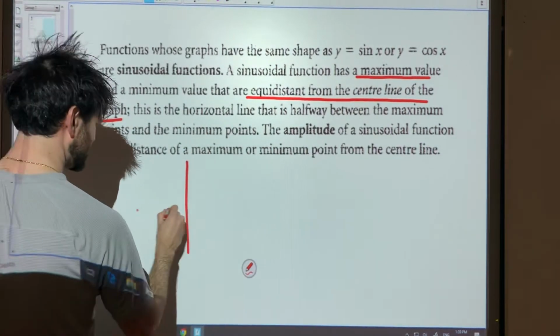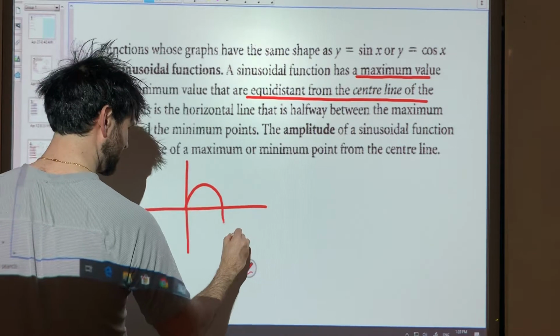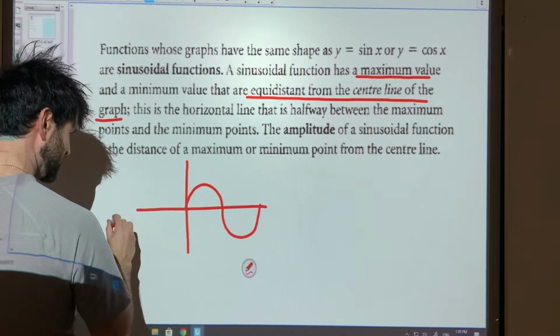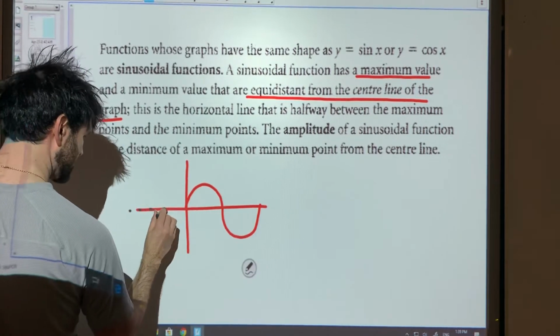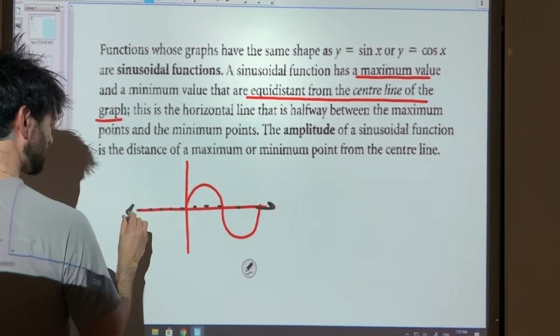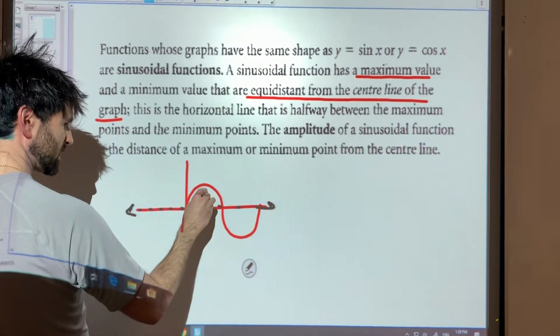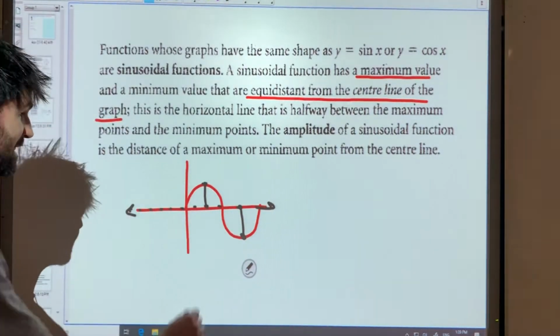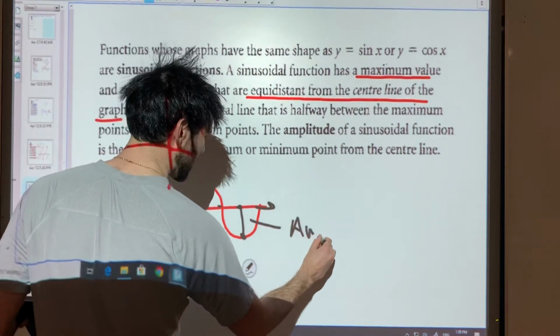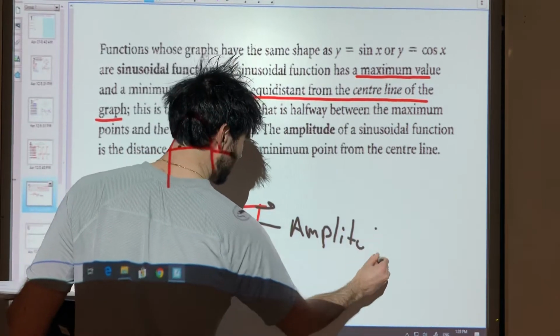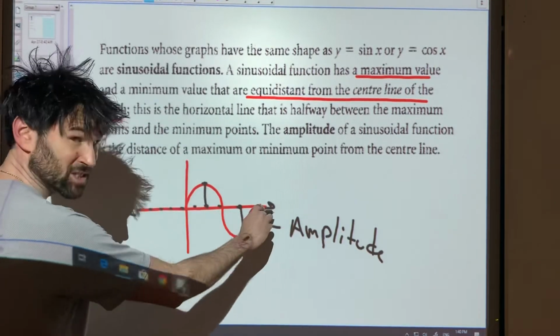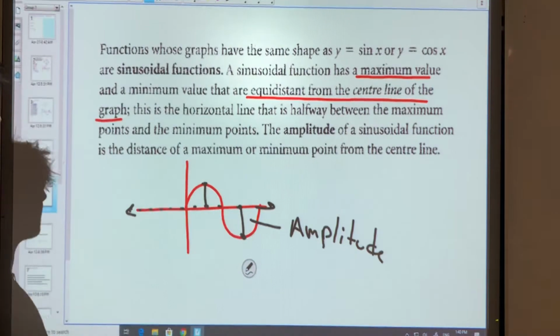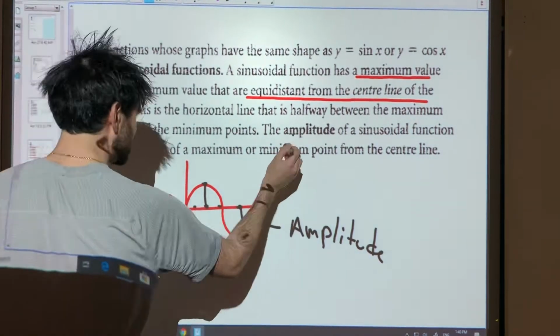So say I got my sine graph here. My sine graph goes like this. Now this one's real handy because right here, this is the center line. The maximum of the function is defined as the distance from the center to the highest point, or from the center to the lowest point. That would be the minimum. This is also called the amplitude of the graph. So it's always from the center line. That'll be important later when we start transforming these. So that's what it says right there.